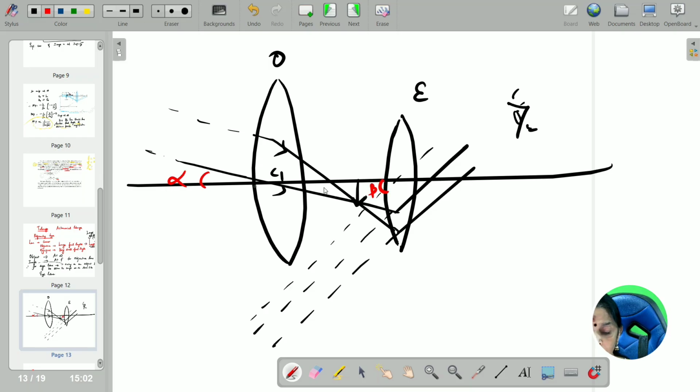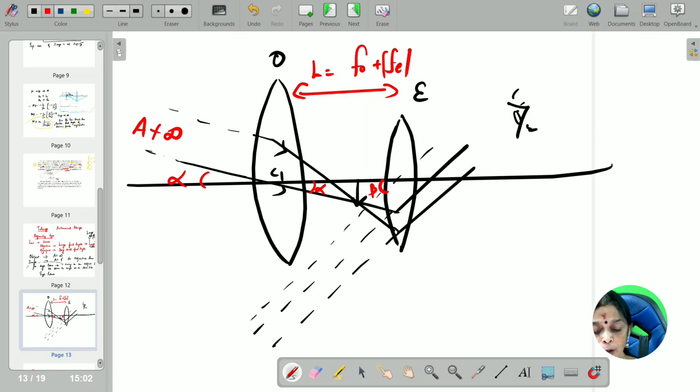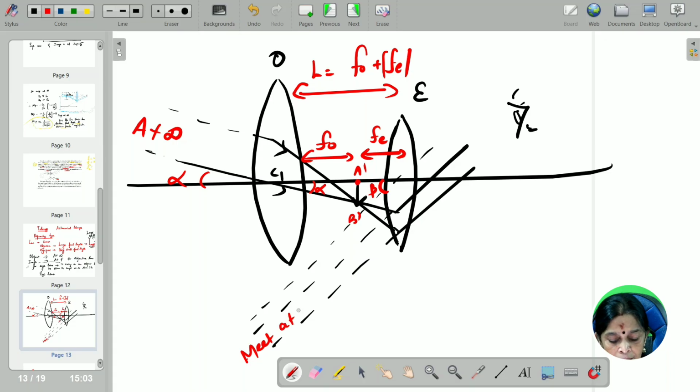This is alpha, and this is called the tube length, which is equal to FO plus FE. Object is at infinity, so the image is at F. You call it A dash B dash. So it is at F. Adjusting the eye lens so that the object is just closer to the focal length of the eyepiece, and finally it is meeting only at infinity.